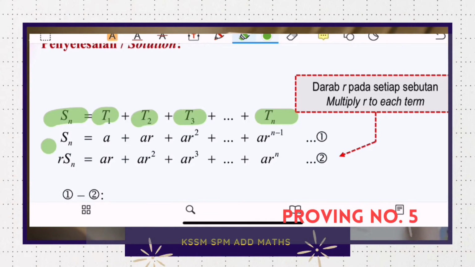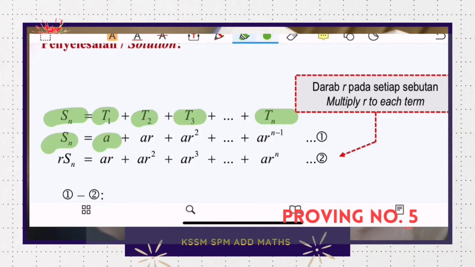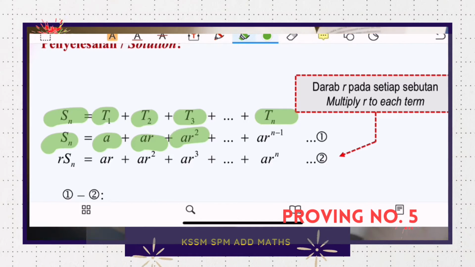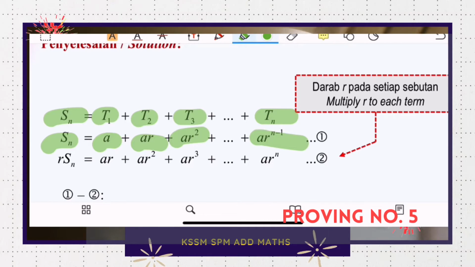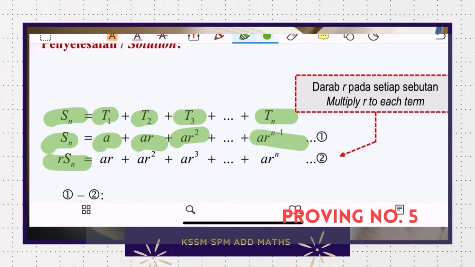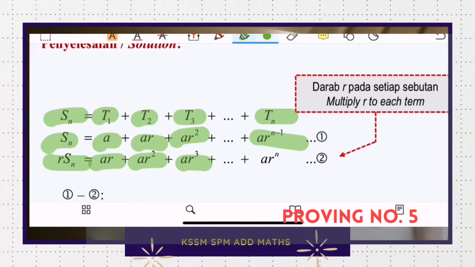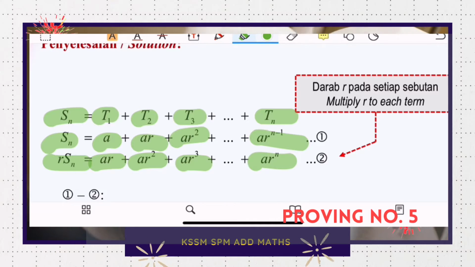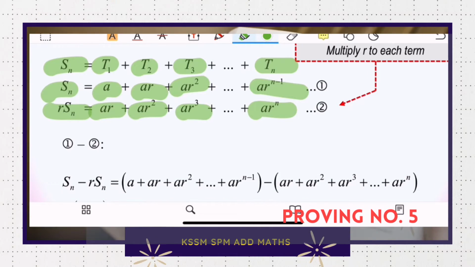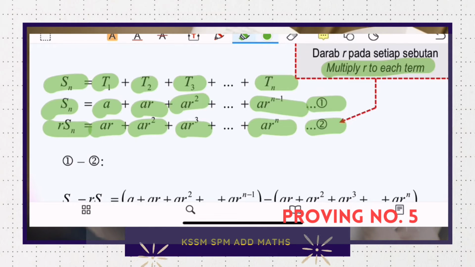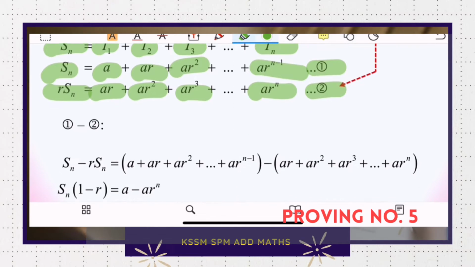And then for Sn, we use the formula: A for the first term, AR for the second term, AR^2 for the third term, up to AR^(n-1) for the nth term, right? Then we multiply by R. So it becomes AR, AR^2, AR^3, and AR^n. Right, so after that we have equations 1 and 2. Equation 2 we got from multiplying R with each term from equation 1.